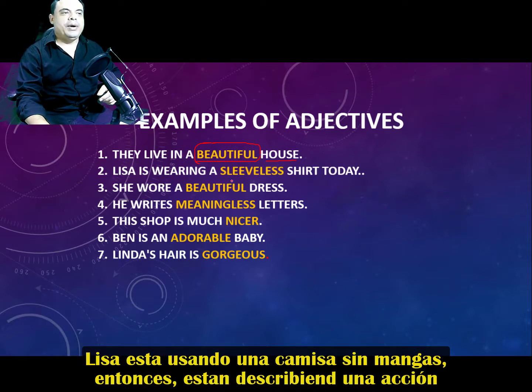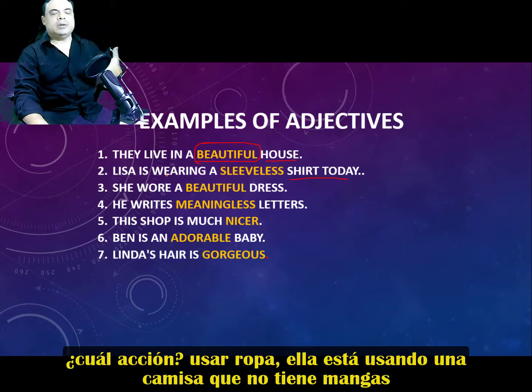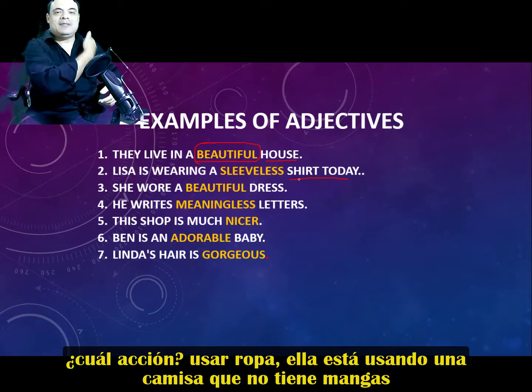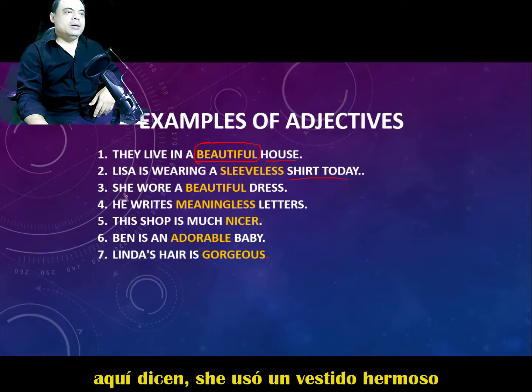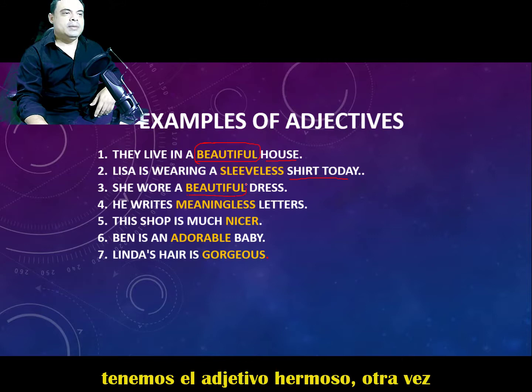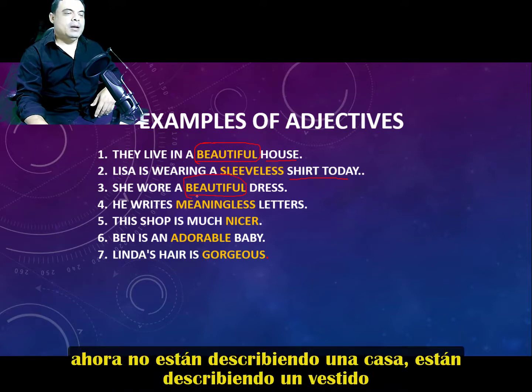Lisa is wearing a sleeveless shirt today. So they're describing an action. What action? Wearing clothes. So she's wearing a shirt that doesn't have sleeves, a sleeveless shirt. Here they say she wore a beautiful dress. We have the adjective beautiful again. Now they are not describing a house, they are describing a dress.